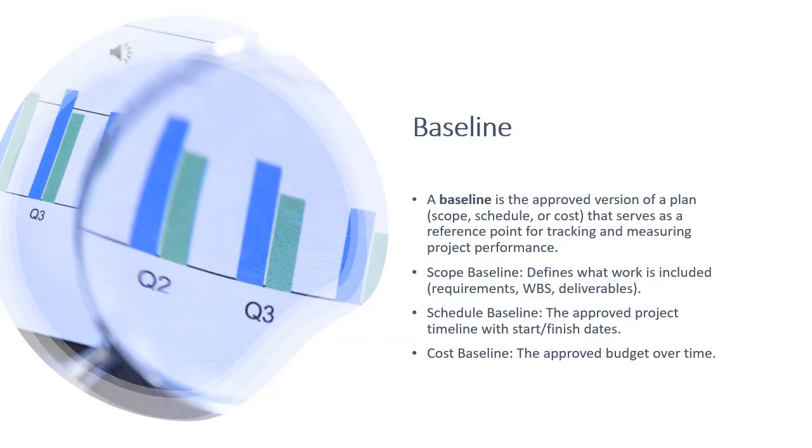A baseline is the approved version of a plan, scope, schedule, or cost that serves as a reference point for tracking and measuring project performance. Scope baseline defines what work is included: requirements, WBS, deliverables. Schedule baseline, the approved project timeline with start and finish dates. Cost baseline, the approved budget over time. Once set, the baseline is only changed through formal change control. By comparing actual performance versus baseline, project managers can see if the project is on track, ahead, or behind. Think of it as the original roadmap against which all progress is measured.